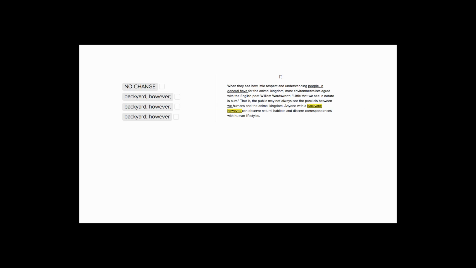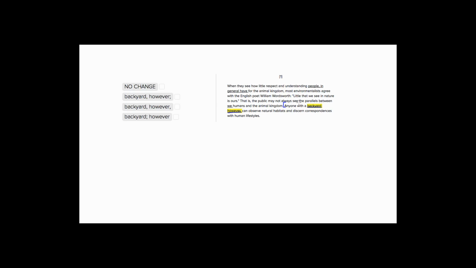We see here that we have different variations of this backyard, a punctuation mark, and then however. So let's look at our sentence first to see what the author wants to say. The author's saying that anyone with a backyard, however, can observe natural habits and discern correspondences with human lifestyles.